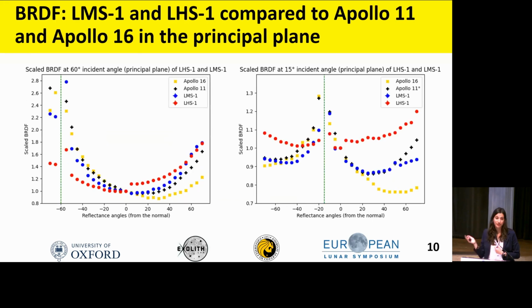It's more interesting to see how the simulants do compared to the Apollo samples. The simulants here are red for LHS1 and blue for LMS1, and yellow and black are Apollo 16 and Apollo 11 respectively. You can see that the blue does quite well compared to Apollo 11 and Apollo 16. The red, which is the Highlands, not as much, but this is expected because Apollo 11 is a Mare Tranquillitatis sample, so it's fully mare, and Apollo 16 is at the edge of mare and highland. So we would expect the mare to do better than the highland in this respect.